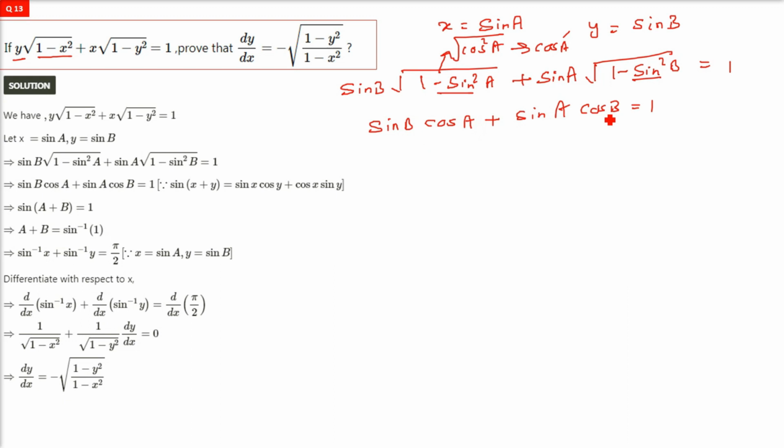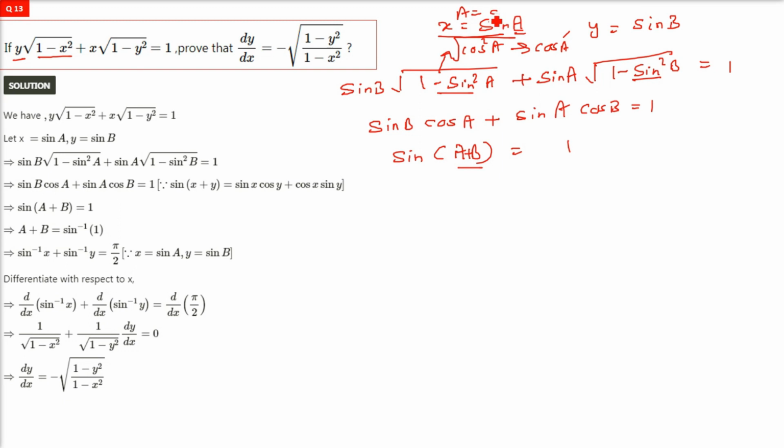So we have sine B cos A, or you can call it as cos A sine B plus cos B sine A. In any way, it is going to be sine of A plus B. So A plus B, B plus A, whichever way you write, it is equal to 1. So when we differentiate it, what do we do? See, we cannot differentiate it right now. A and B we have by ourselves included, or you can say evolved.